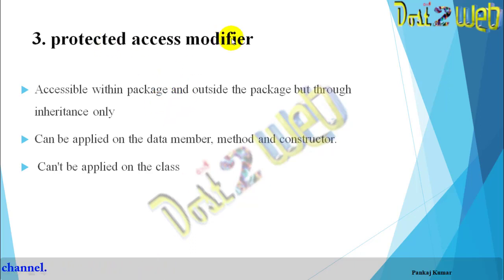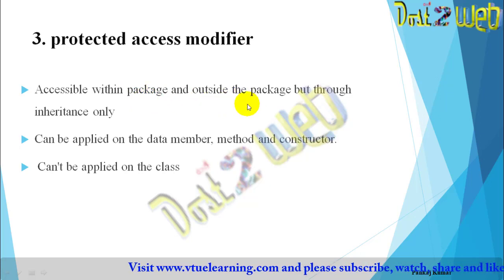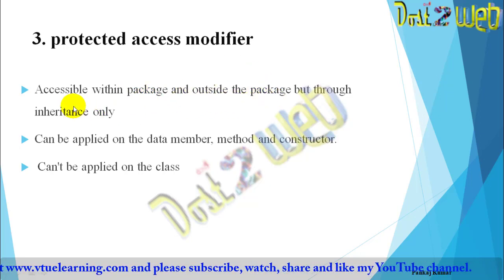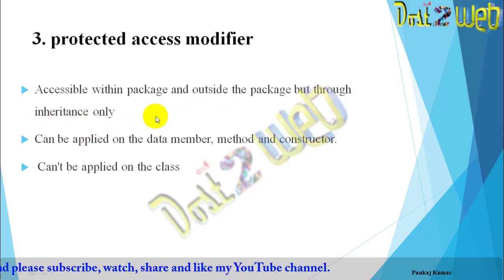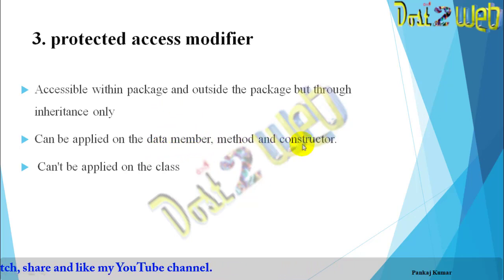Next, you have the protected access modifier. With the protected access modifier, you can access within the package, and outside the package, but through inheritance only. So if you define something using protected, it will be accessible within the package, that means whatever package you have created. And when you want to use it outside of the package, remember we have used the inheritance concept, so we have to use inheritance. It can be applied on the data member, method or constructor. Remember, it will not apply on the class. You cannot declare a protected class, then it will not be accessible.